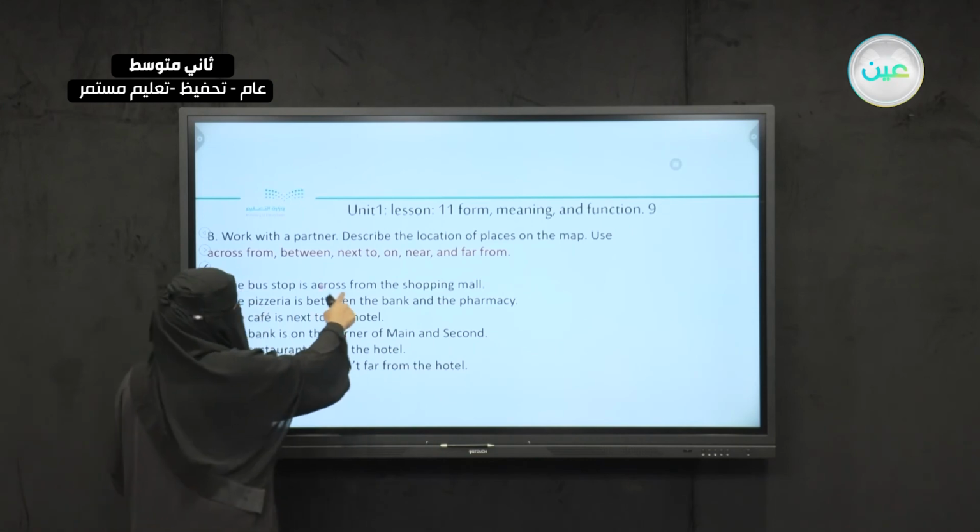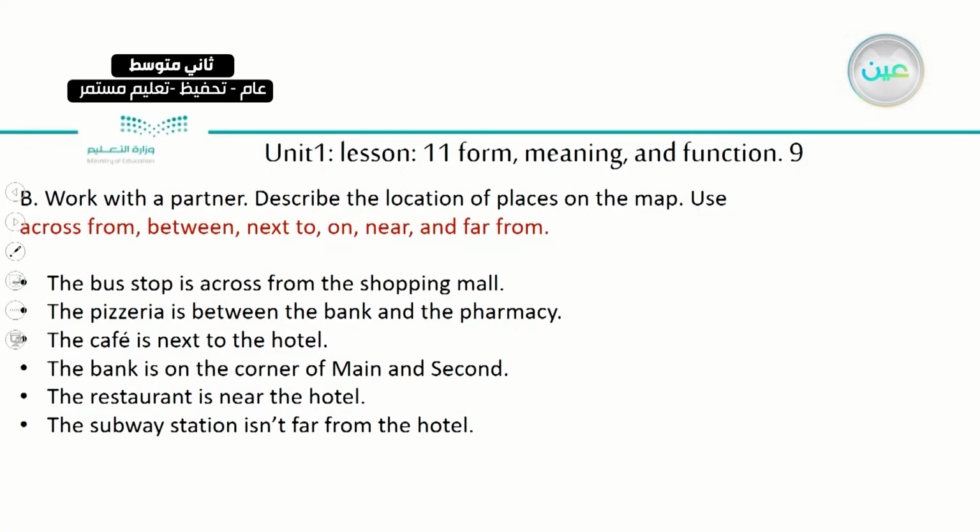The bus stop is across from the shopping mall, if your friend asks for the bus stop. The pizzeria is between the bank and the pharmacy. This is another example you may give. We used between here and here, across from, okay? And here next to. The cafe is next to the hotel.